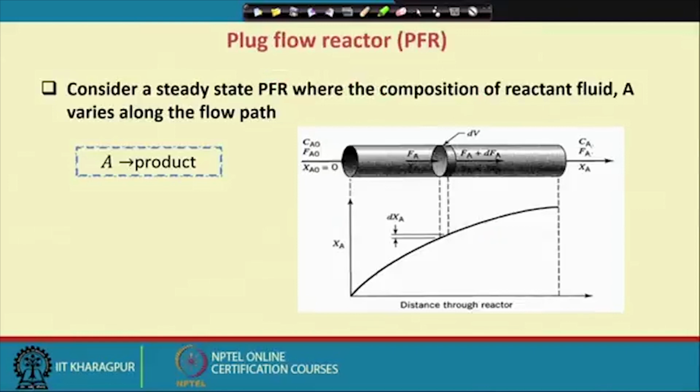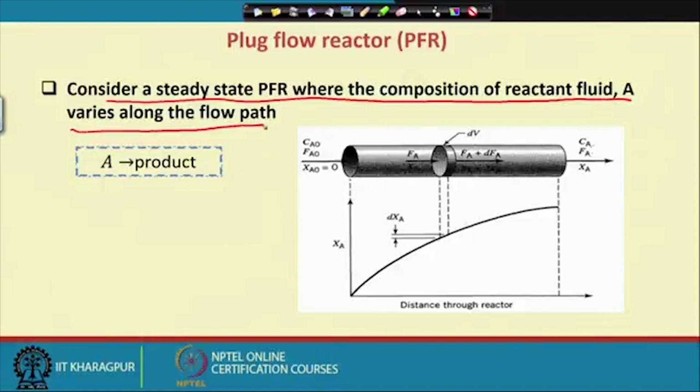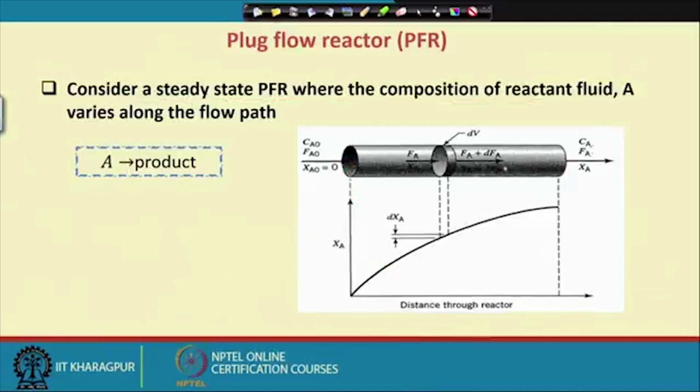Now let me discuss another continuous reactor, what we call the plug flow reactor. Consider steady state plug flow, where the composition of the reactant fluid varies along the path. I told you it is basically a tubular reactor. The liquid is passing through the tube. Am I right? It is passing like this.